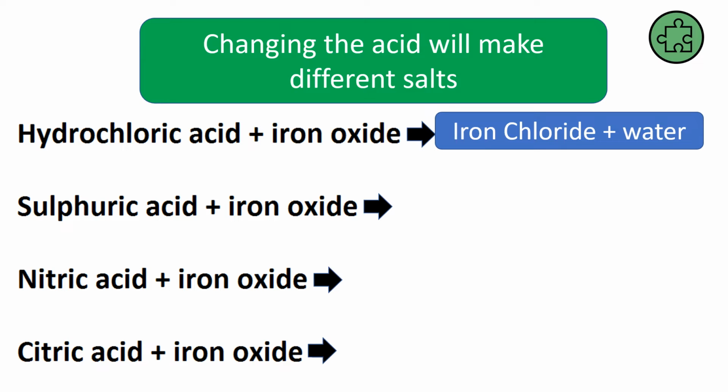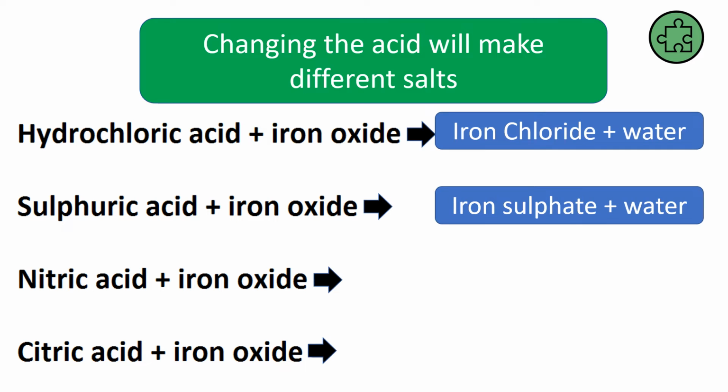Okay, the second one, I've got sulfuric acid this time plus the iron oxide. So I've got iron something. It's not going to be iron chloride, is it? Because I've not got hydrochloric acid, I've got sulfuric acid. So it's going to be iron sulfuric. That doesn't sound right. Iron sulfide, maybe. Iron sulfate. That sounds about right, doesn't it? Iron sulfate plus water. Okay, so the third one then, nitric acid plus iron oxide.